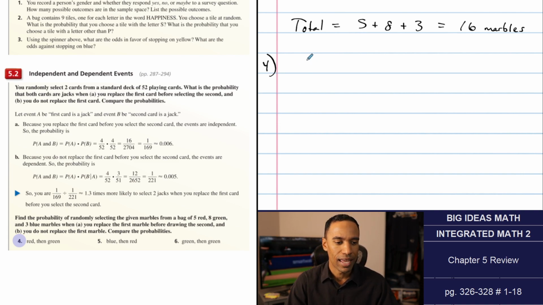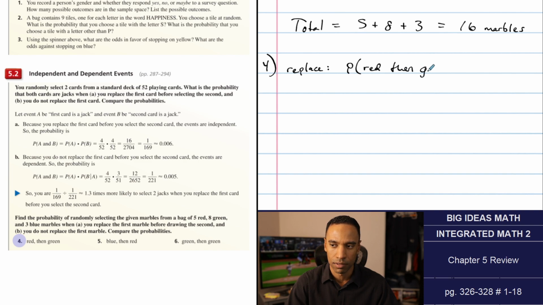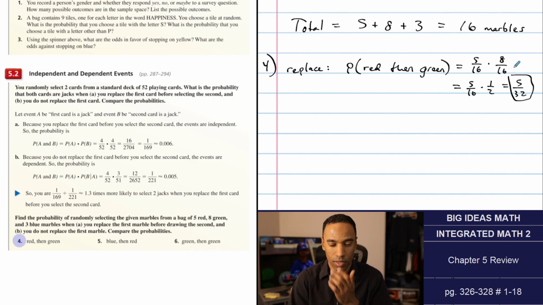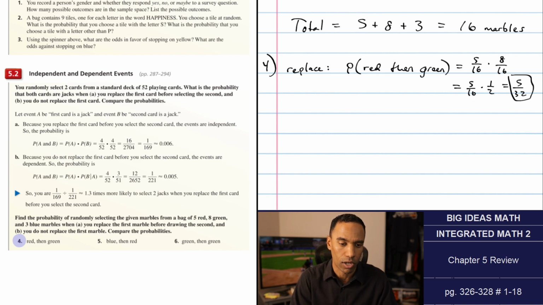All right, so red, then green, and that's specifically first red, then green. So when it comes to replacing in the independent case, the probability of red, then green is going to be 5 red out of 16, and then you replace it, times 8 green out of 16. That's 5 out of 16 times 1/2, which is 5 out of 32. Now that is the fraction version. It seems like they're going to the calculator for these, so I'm going to go ahead and do the same thing. So 5 out of 32.